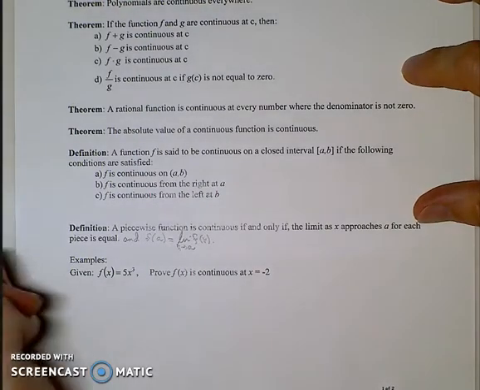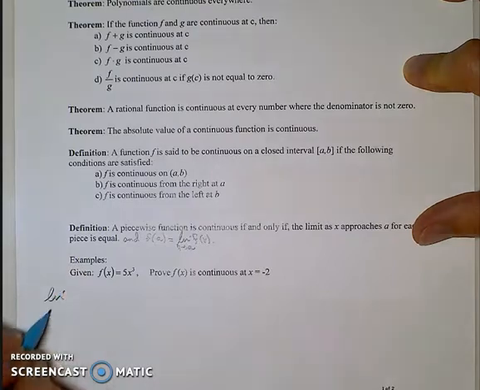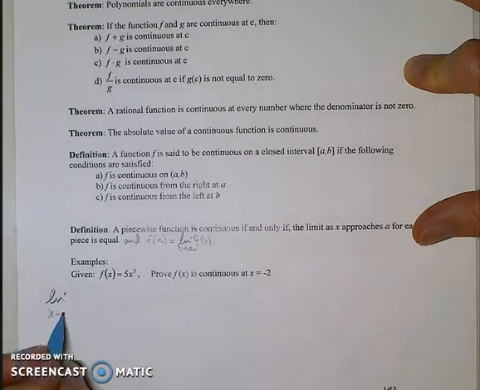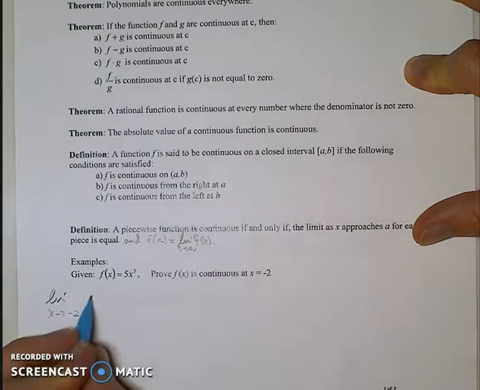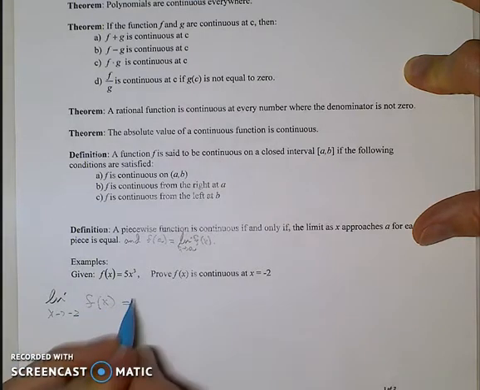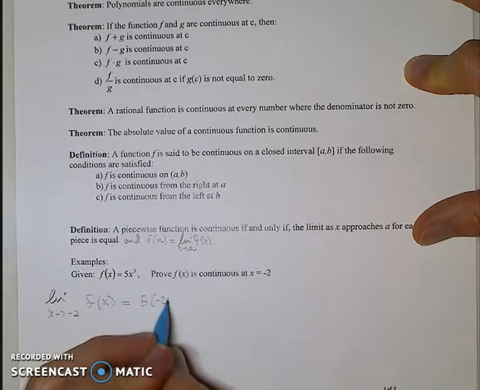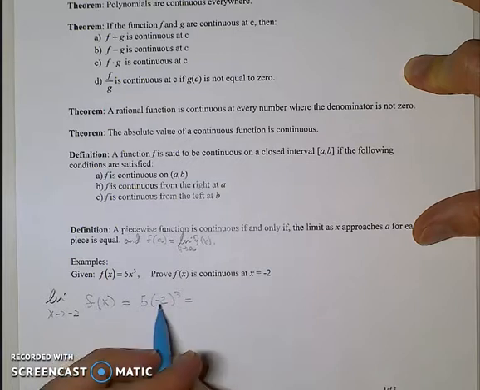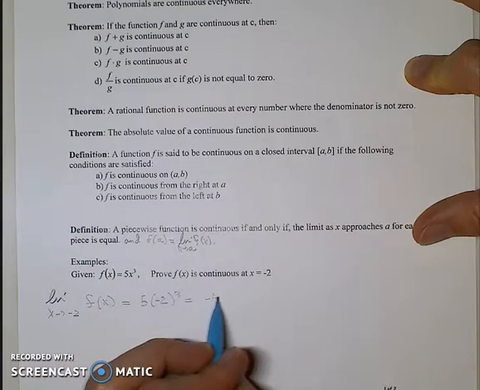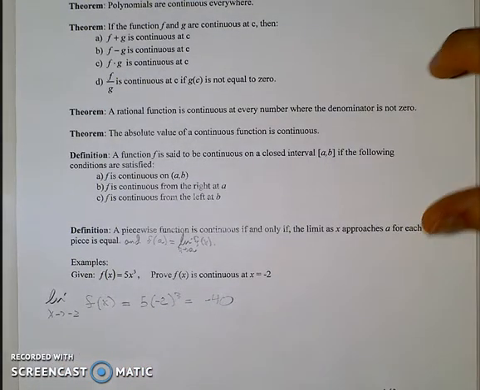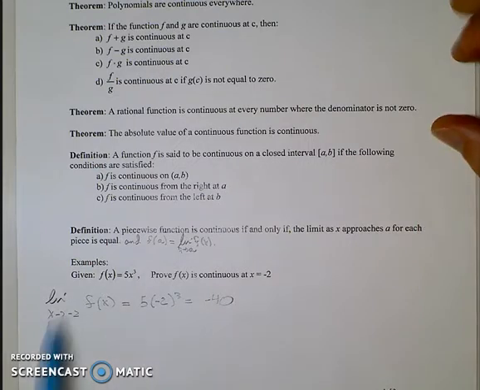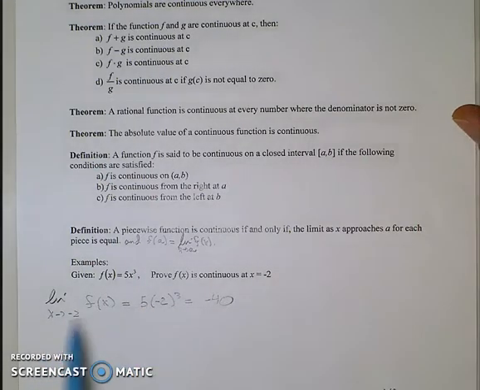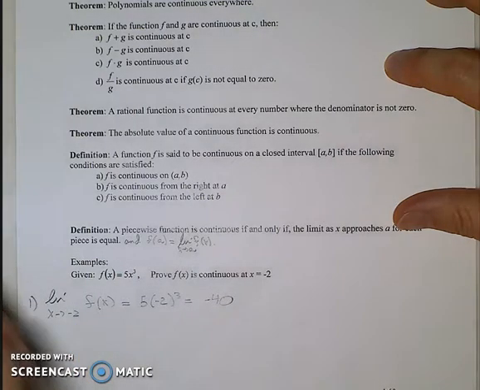So 1, we have to prove that the limit as x approaches -2 of f of x equals 5 times -2 cubed, which equals -40. That's the limit. Why can we do that? It's a polynomial, you plug in. That's always what we want to do first with the limits, just plug in. So we get the limit to be -40. That's step 1, or condition 1 that's satisfied.